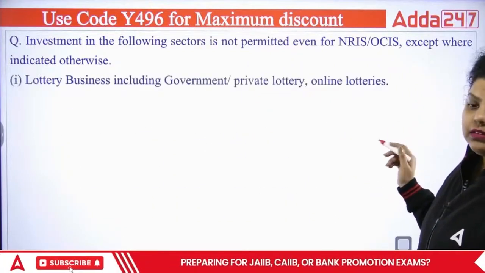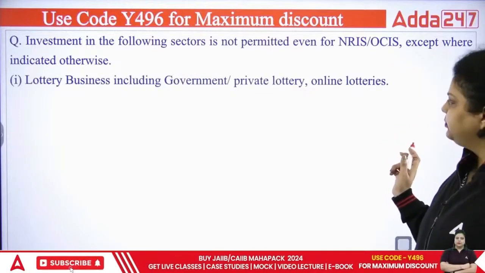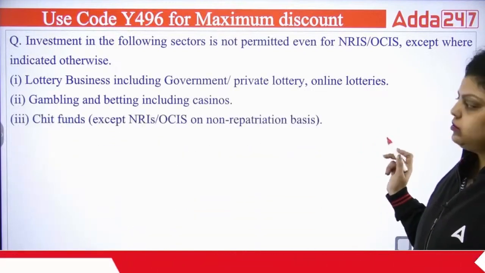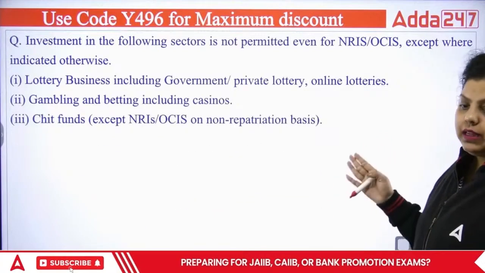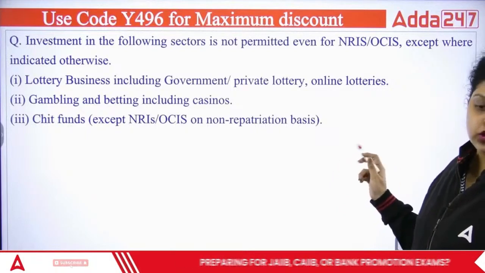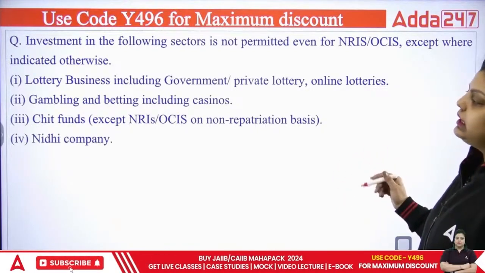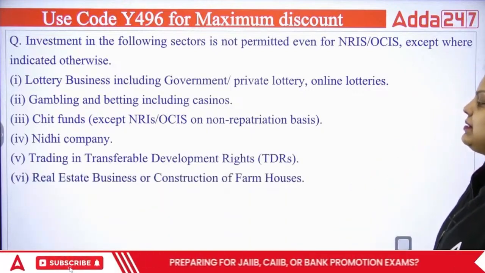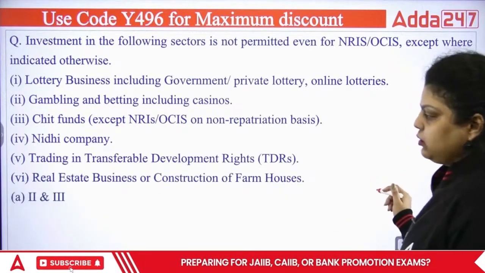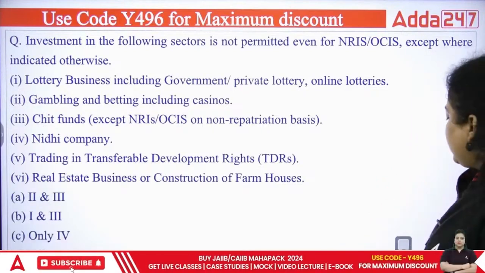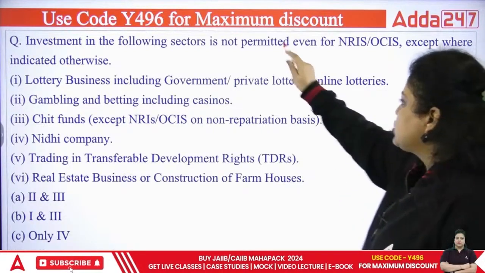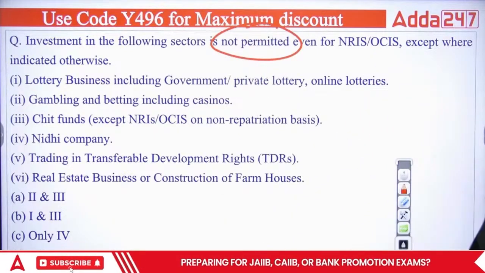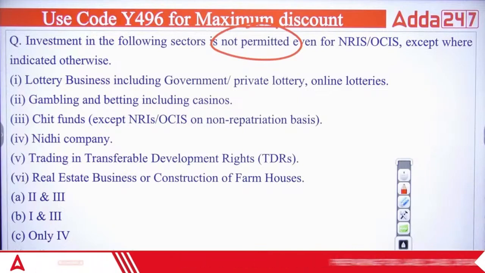Okay, now you have to answer which of the following sector is not permitted. First is saying lottery business including government, private lottery, online lottery. Second is saying gambling and betting including casinos. Third is saying chit fund except NRIs, OCIs on non-repatriation basis. Then we have Nidhi company. Then we have trading in transferable development rights, then real estate business or construction of farmhouses. Out of these, you have to answer which particular transaction is not permitted, not allowed. A, B, C or D.